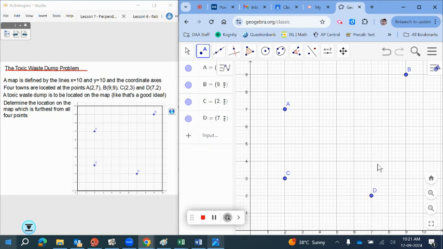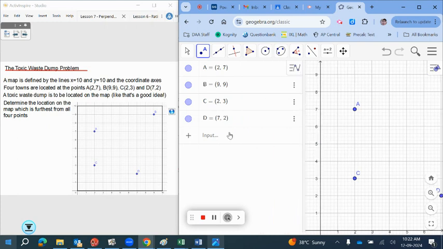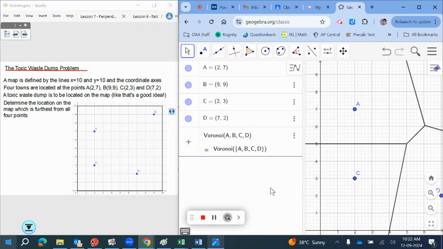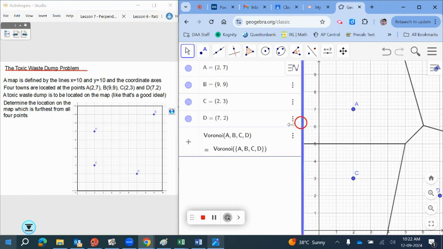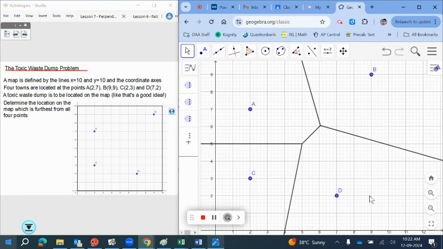We're tasked to find the best location for a toxic waste dump so that it's as far away from each of the 4 sites as possible. So what we do for that is we're going to create the Voronoi diagram. So Voronoi, and then I'll put in the points A, B, C, D. We make the Voronoi diagram for this.